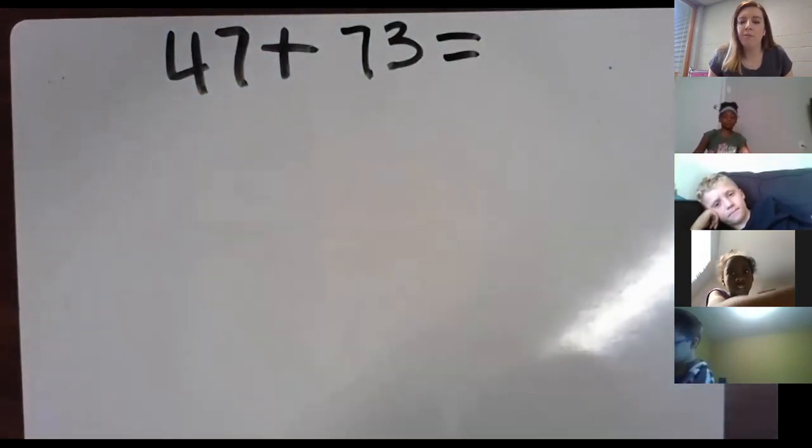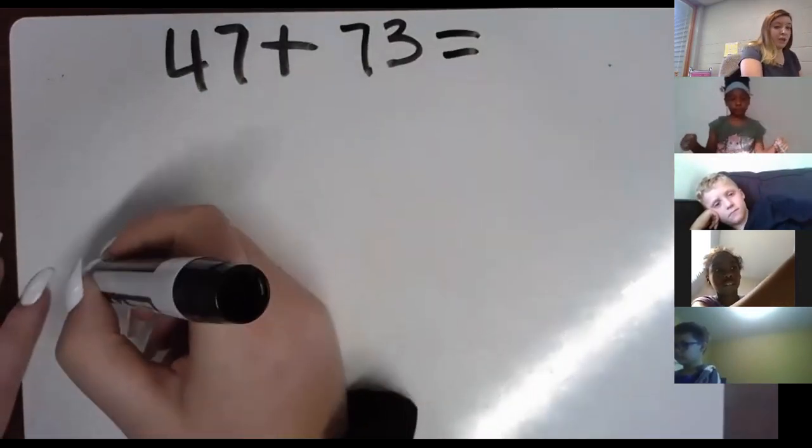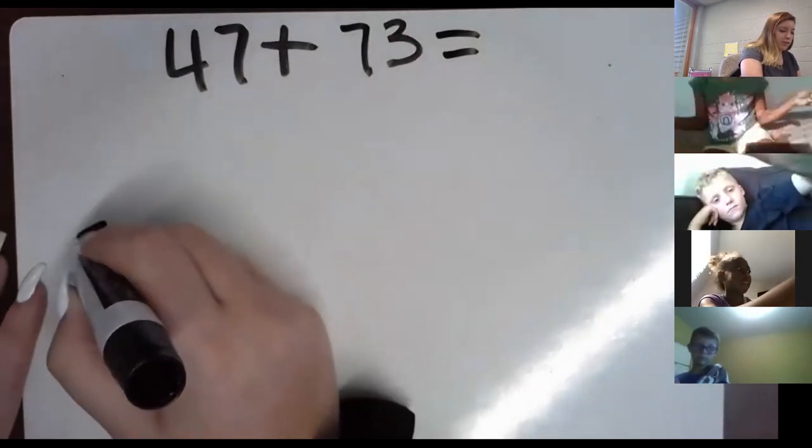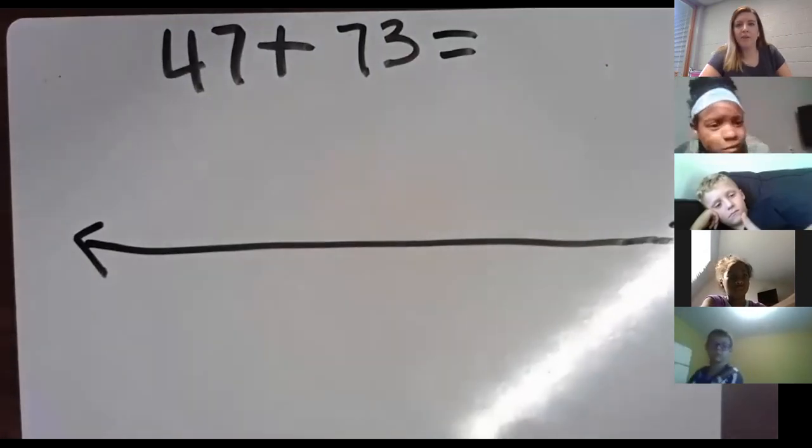All right, so I'm going to draw my open number line. So remember, an open number line just means it doesn't have the numbers already on it. So it's open for you to start where you want. Okay, so here's my number line.